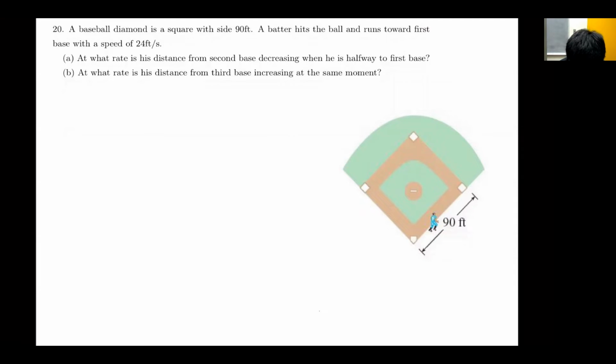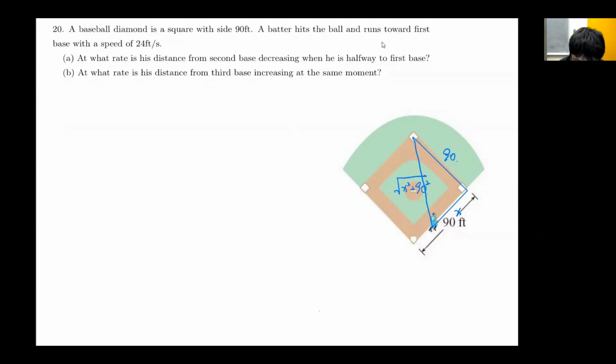Okay, let's start introducing the notations. So since we are interested in this distance, it is quite natural for us to choose x to be the distance between the batter and the first base. And we know that this distance is going to be 90. As a result, we have a formula for the distance between the batter and the second base. So from Pythagorean theorem, you see that this distance is the square root of x squared plus 90 squared. All right, so this will help us to solve part A.